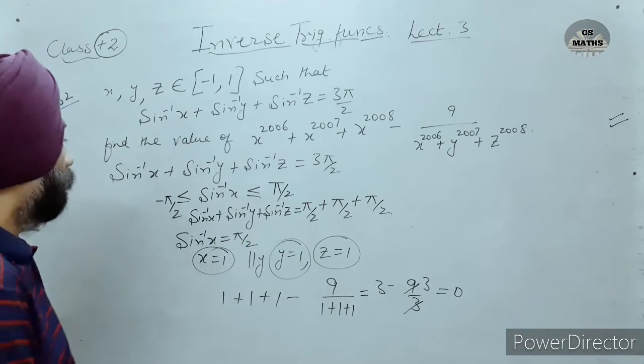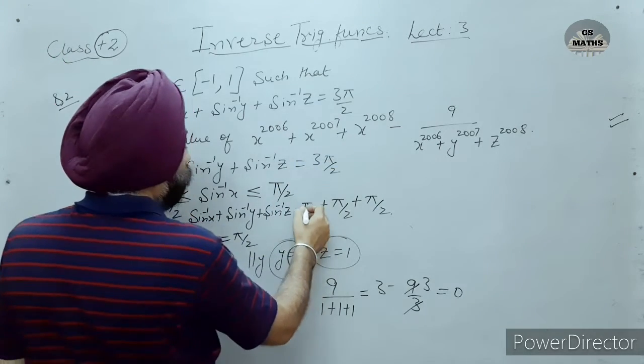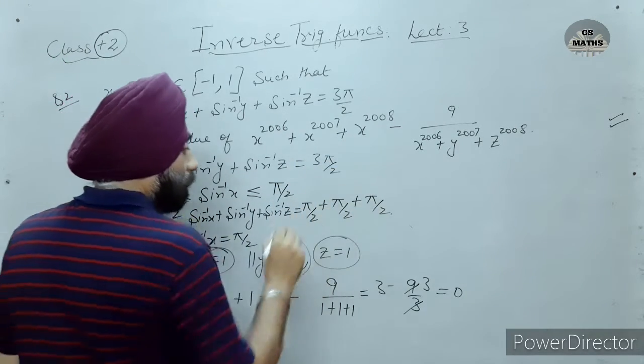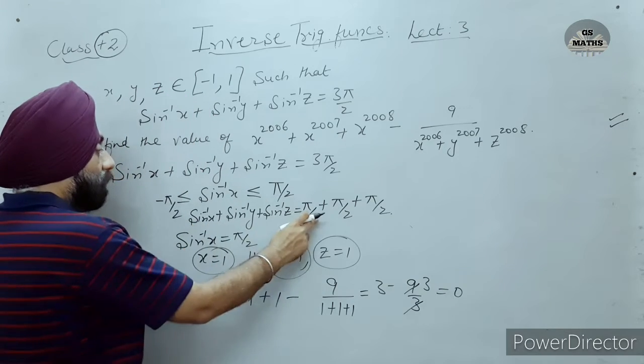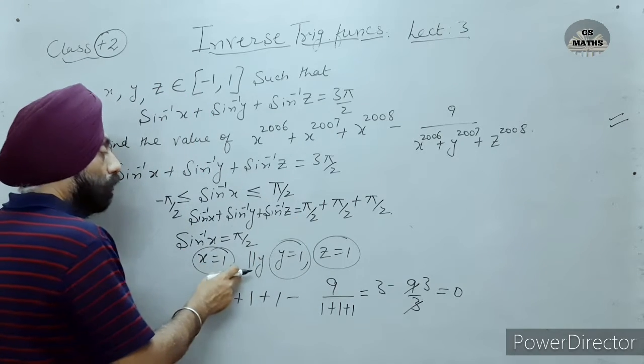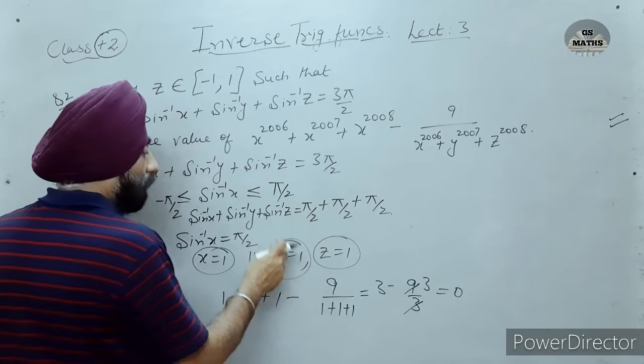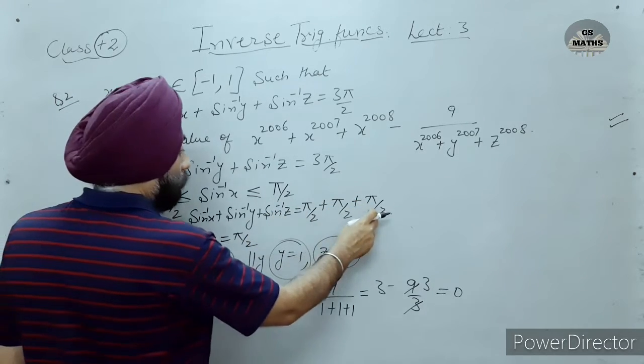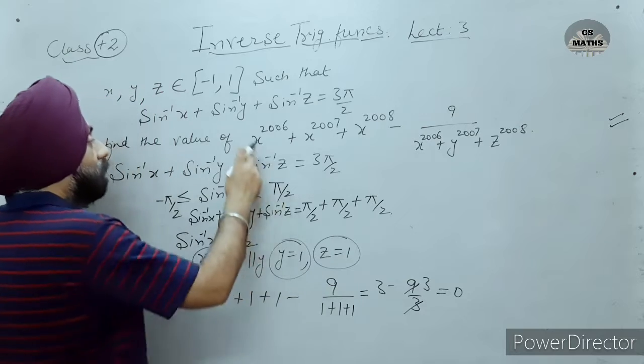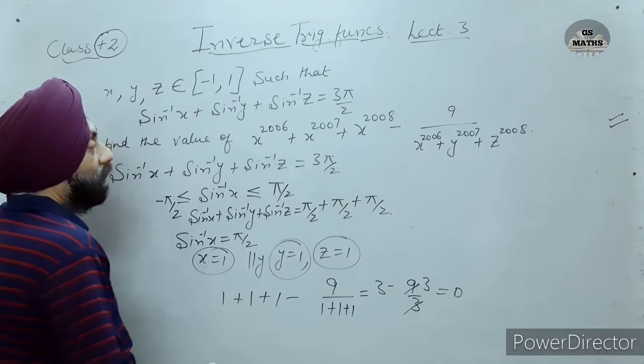The minimum value of sine inverse x is minus pi by 2, maximum value positive pi by 2. So I proved 3 pi by 2 is pi by 2 plus pi by 2 plus pi by 2. Sine inverse x equals pi by 2, so x equals 1. Similarly, sine inverse y equals pi by 2, y equals 1. Sine inverse z equals pi by 2, so z equals 1. Just put the values, we get the required answer.